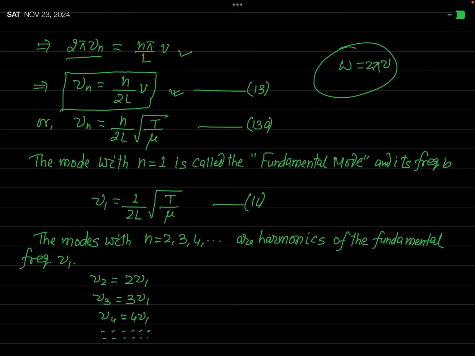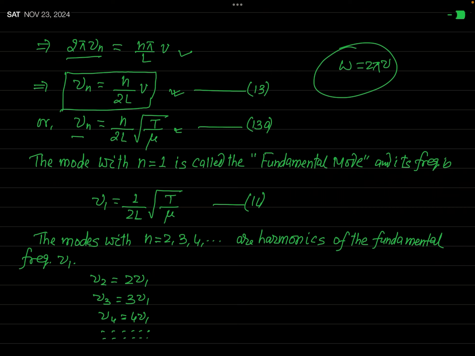Then we will write this expression directly. But you have seen that this v is equal to the square root of T over mu. So nu n is given as n over 2L times the square root of T over mu. So this is the general expression for the different frequencies for the different modes of vibration.